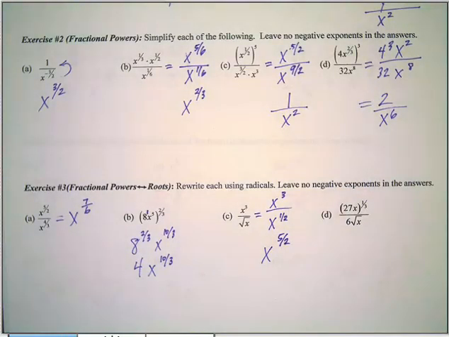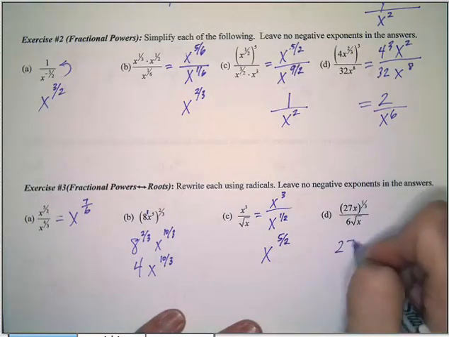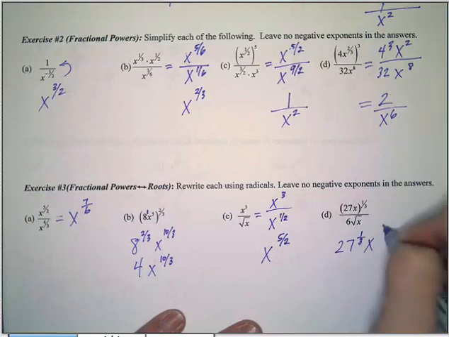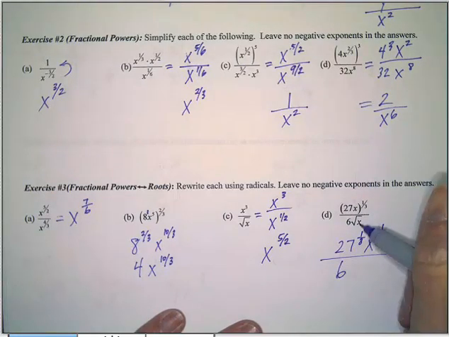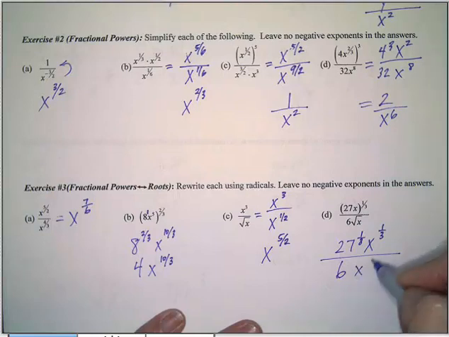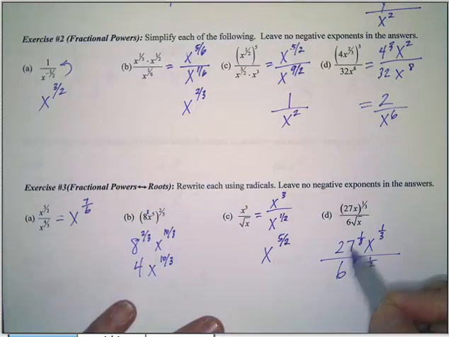Okay. And letter D, we have to give this 1/3 away to both bases, so we have 27 to the 1/3 and x to the 1/3 over 6. Let's rewrite that radical as a fractional exponent, so 1/2. 27 raised to the 1/3 is 3, so I put that in my calculator. 3 over 6 is 1/2.